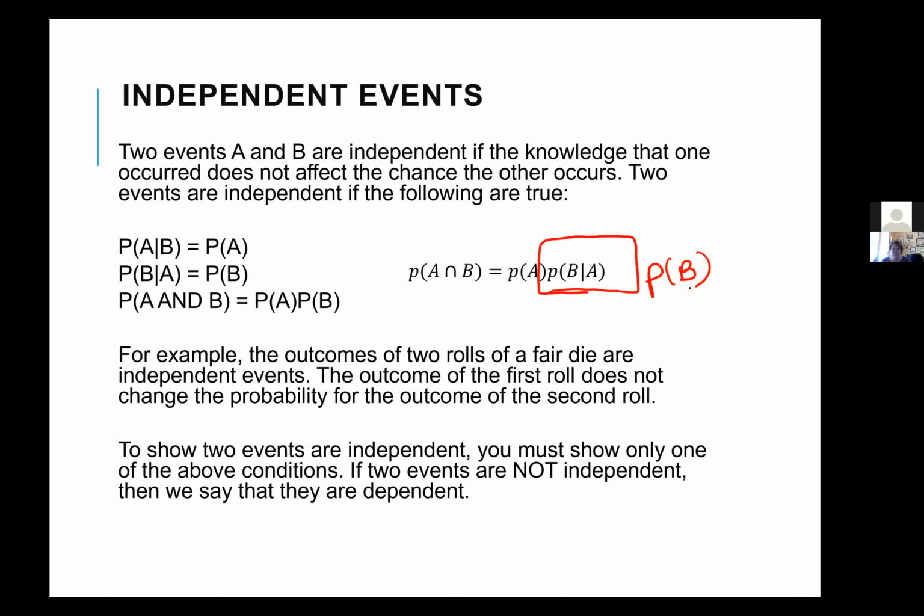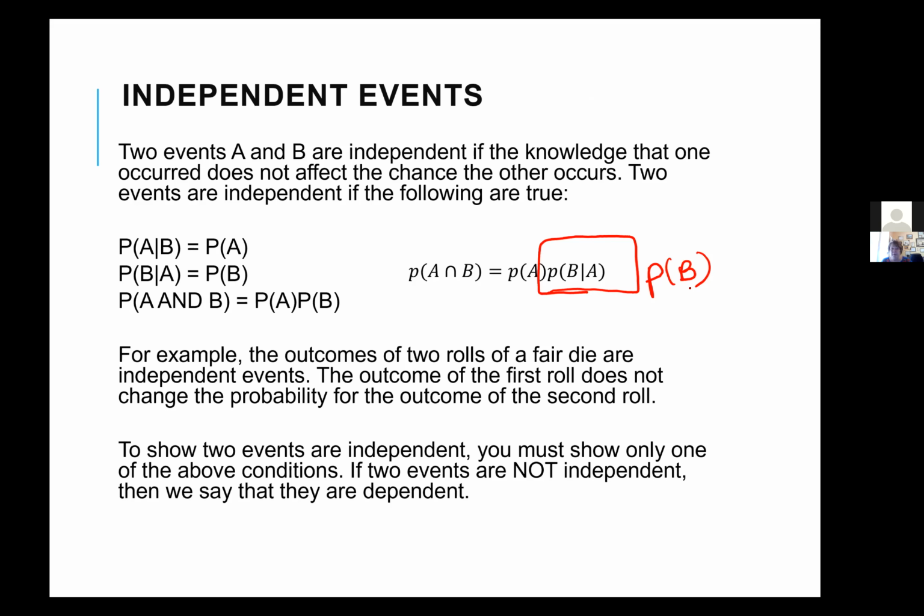To show that two events are independent, all you have to show is that one of these three things is true. If one of these three things is true, then the two events are independent. And if they're not independent, then they're dependent.